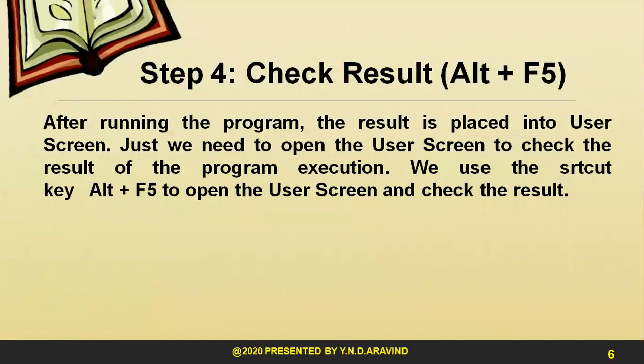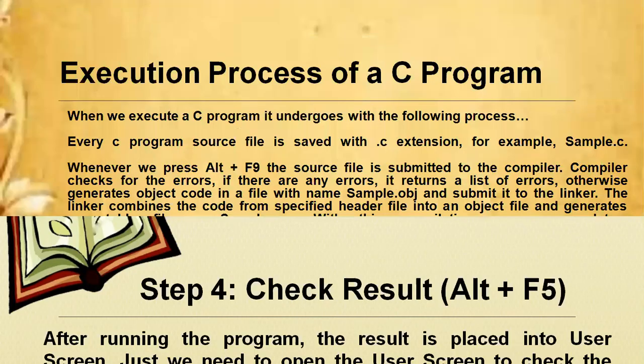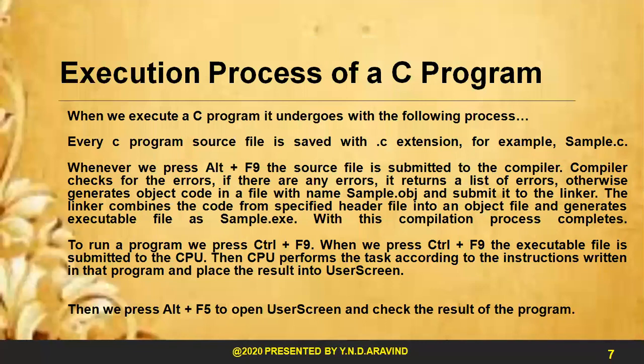Now we need to check the result. After running the program, the result is placed in the user screen, and we just need to open the user screen to check the result of the program execution. Here we use the shortcut key Alt F5 to open the user screen, and we can check the result. Now let us see the overall execution process of the C program.